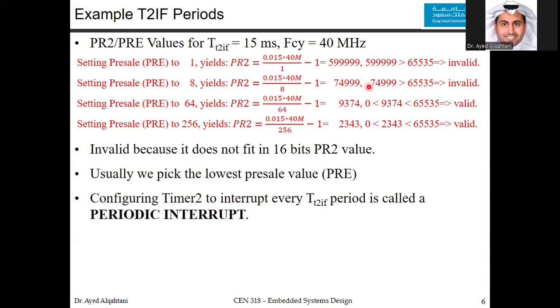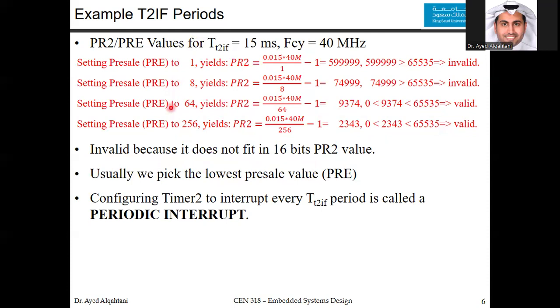Similarly, for the 8, if you substitute, you will find a value. It's close by, but still bigger than the maximum limit. It's still invalid. For the 64, you'll find this value, which is between 0 and the limit. So it's a valid value. Similarly, for the 256, it's also valid. So again, we say invalid because it does not fit in a 16-bit PR2 register value. We usually pick the lowest valid prescale value, in this case, the 64. So we will choose this one for the prescale value.